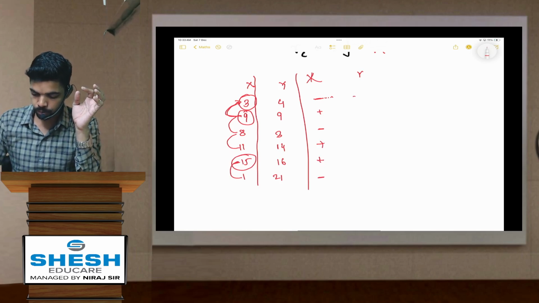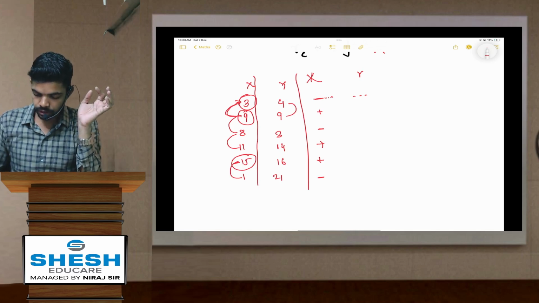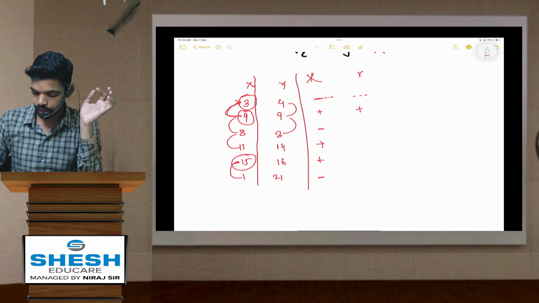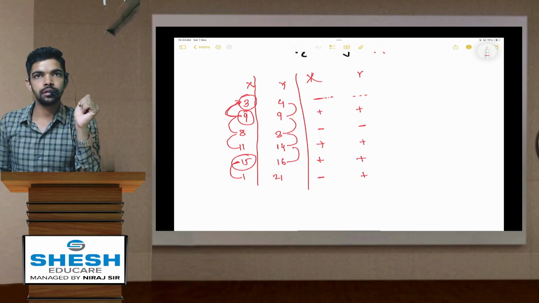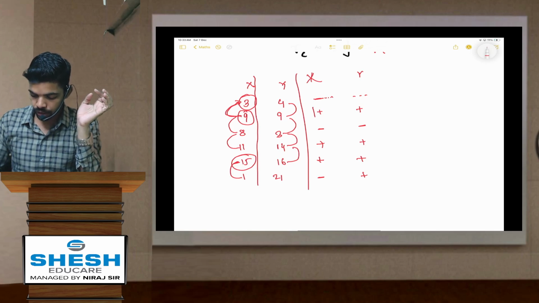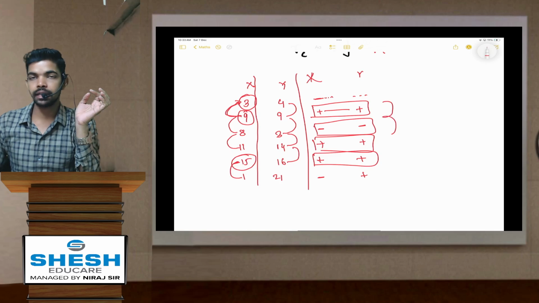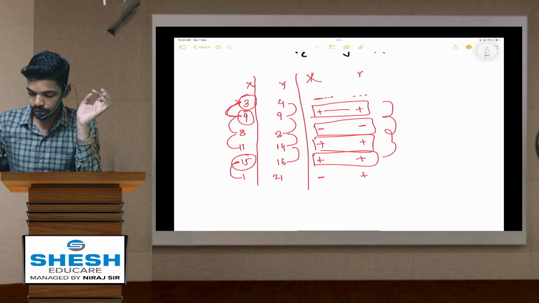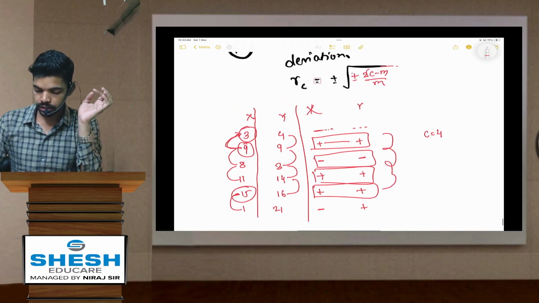Similarly here we do not put any sign. Okay, now look, 9 is greater than 4, so plus sign. 3 is less than 9, so minus sign. 14 is greater than 3, plus. This will be plus, this is plus. Now we will look where we are getting the same sign. Positive, positive, 1, 2, 3, 4. At 4 places we are getting the same sign. So in this formula C will be 4.